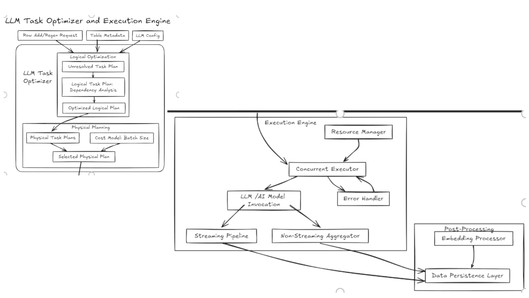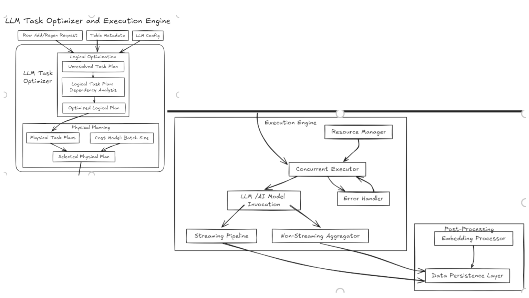Alright, trust me, by the end of this video, you will be looking at AI integration in a whole new light. We are talking about a future where we can focus on what we want to achieve, not how to code it. Enter the LLM Task Optimizer and Execution Engine. This isn't just another tool, it's a paradigm shift in how we work with AI. This is the diagram of a task optimizer and execution engine for JamAI.